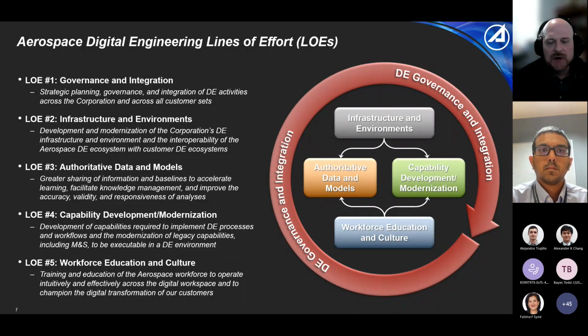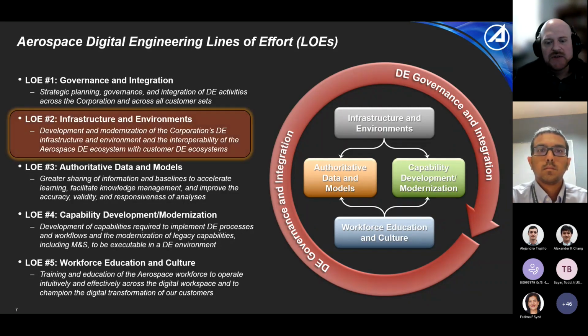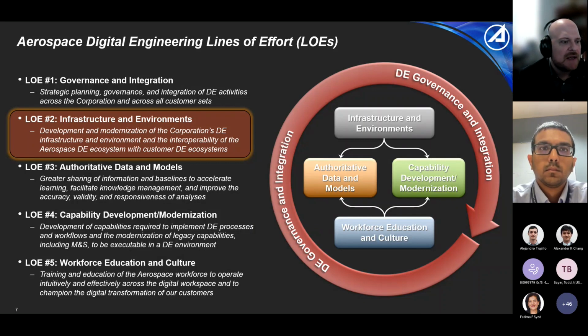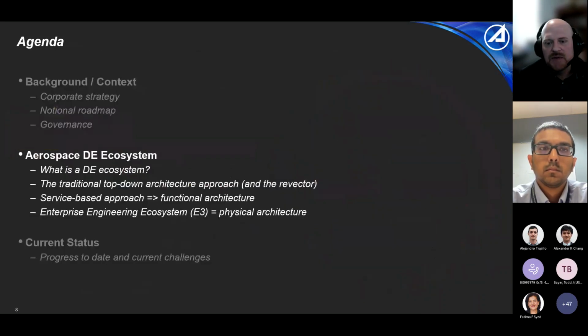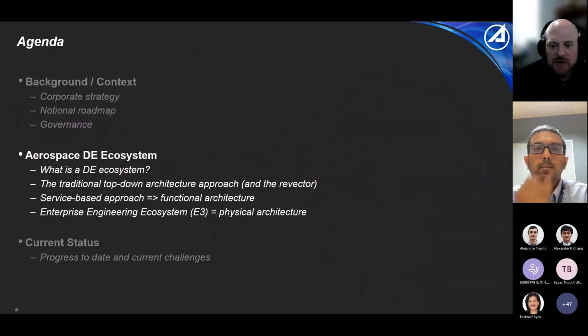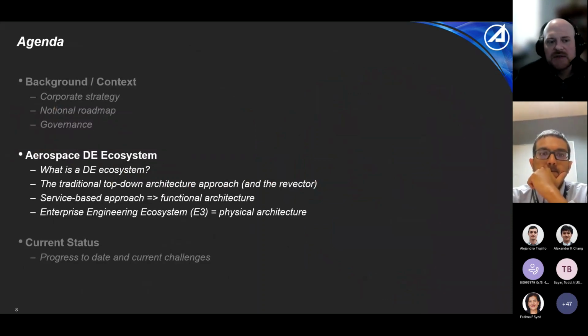Line of effort 1 is really critical to us. And you don't always see this idea of governance integration across the other lines of effort. Then you see the infrastructure environments where I'm going to focus. There's also the line of effort 3 in terms of authoritative data and models. There's capability development and modernization, and finally workforce education and culture that really gets after that people piece. So as I said, I'm going to focus on line of effort 2 today, and that's really the background in terms of prior to me transitioning into the actual ecosystem discussion.